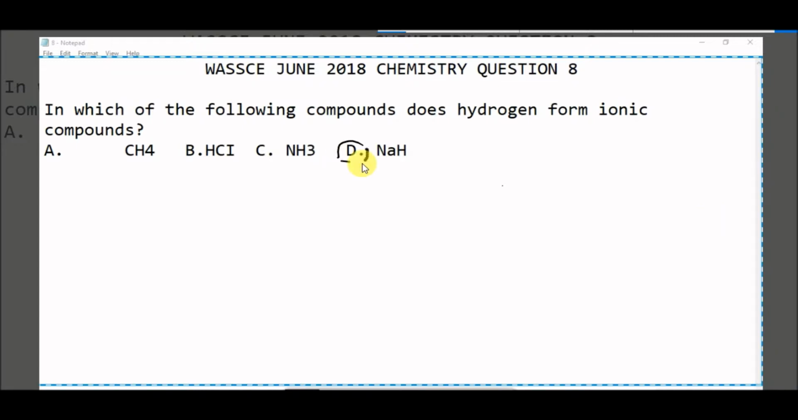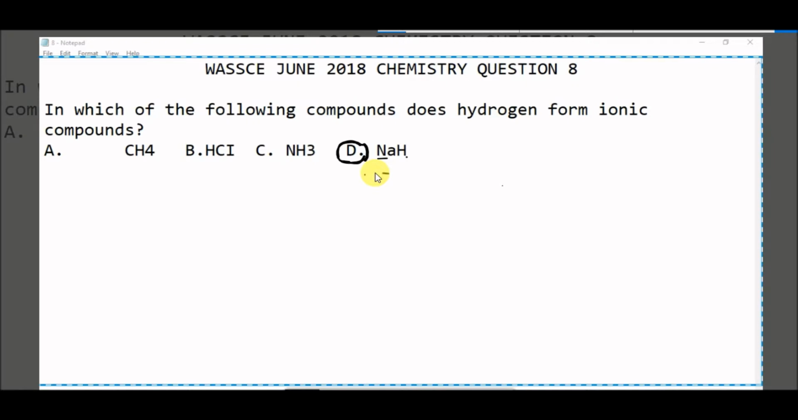The answer is D, sodium hydride. That is the answer. So why is sodium hydride the answer to this question? It is the answer because the alkali and alkali earth metals like sodium and calcium form ionic hydrides with hydrogen, which have high melting points and are crystalline solids that conduct electricity.